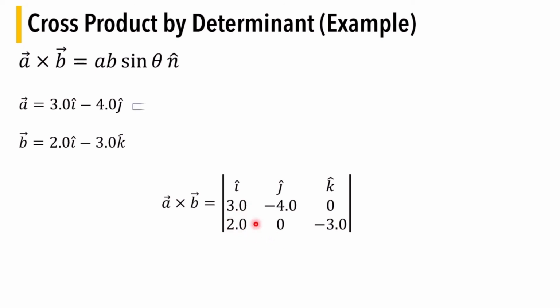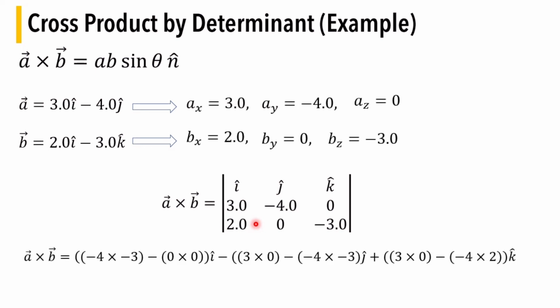Now we find the determinant of this, a cross b. We will do the same thing. Take first i and block off the top row and the first column, and then multiply these two, minus 4 times minus 3, and then minus 0 times 0. Exactly the same way that we did in the previous slide, and our answer is this vector: 12i plus 12j minus 8k.